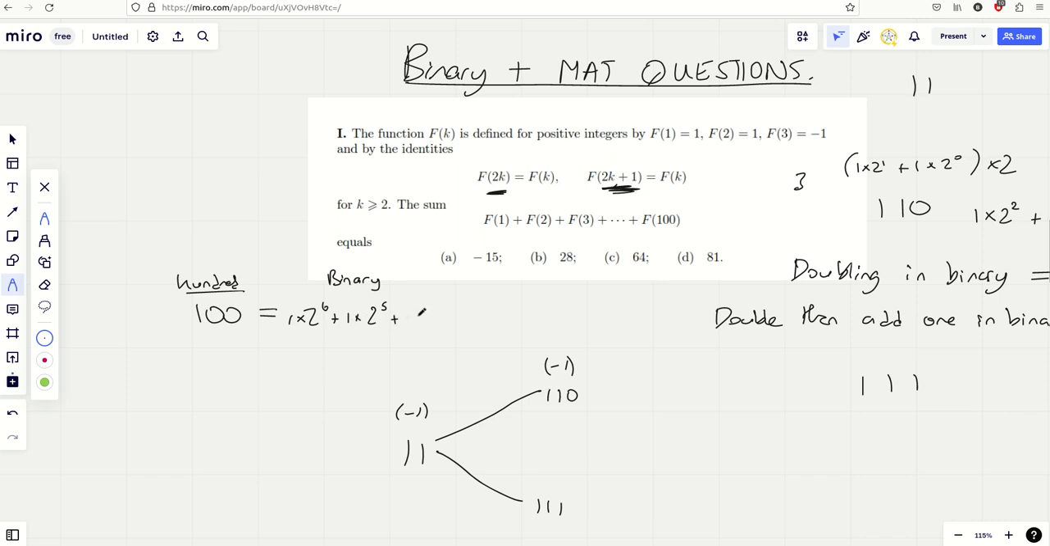Okay, so we don't need any 2 to the power of 4s. We don't need any 2 to the power of 3s. We just need another 4, which is a 1 times 2 squared. And then we need 0 times 2 to the 1 plus 0 times 2 to the 0, yeah? Cool. So in other words, in binary, this is 1, 1, 0, 0, 1, 0, 0, yeah? Brilliant. I know I've got to go that far.